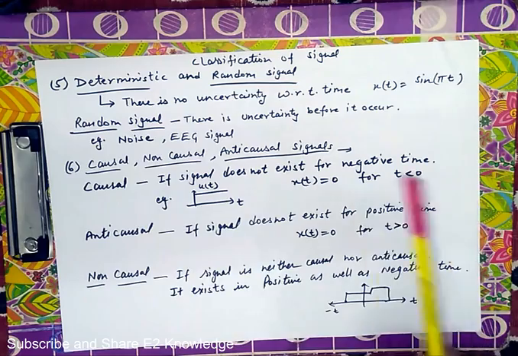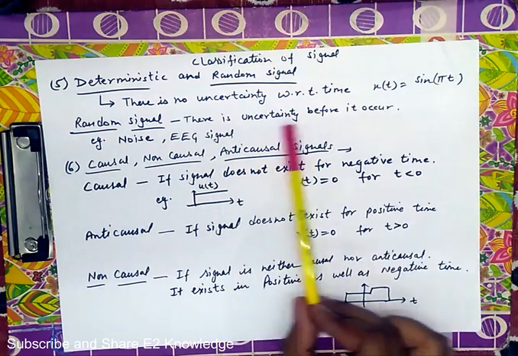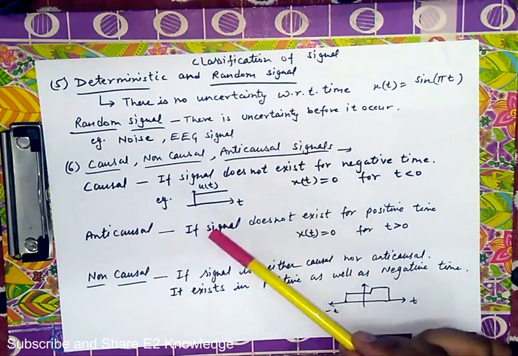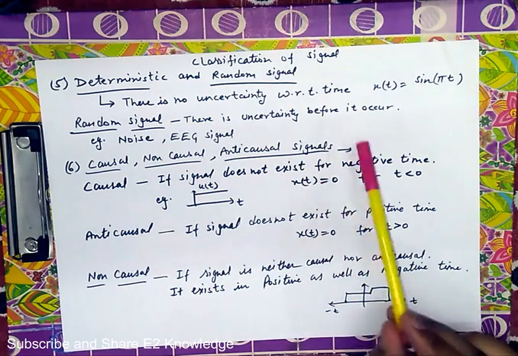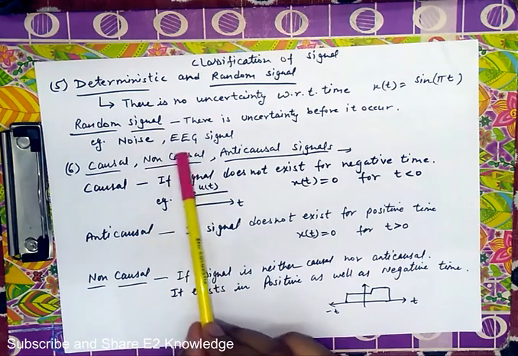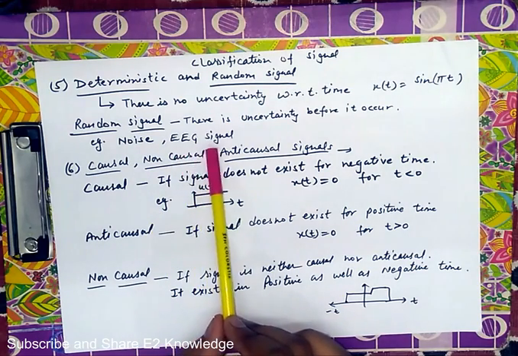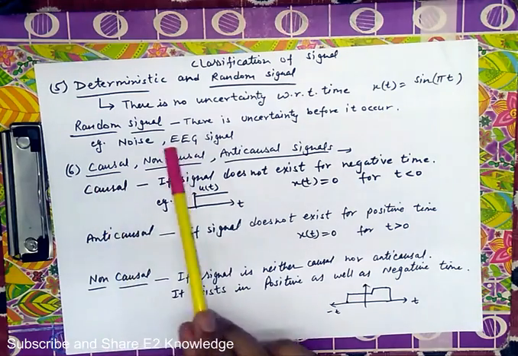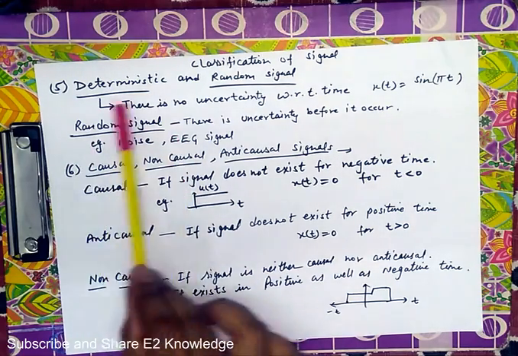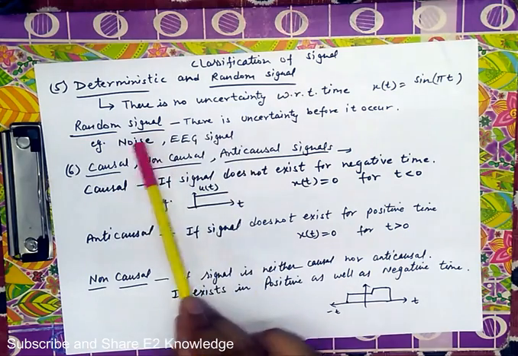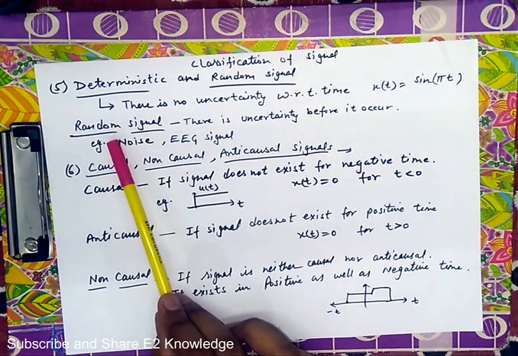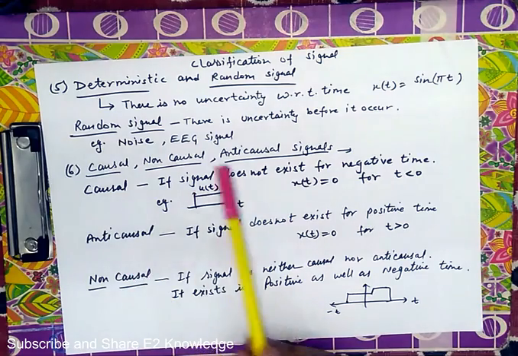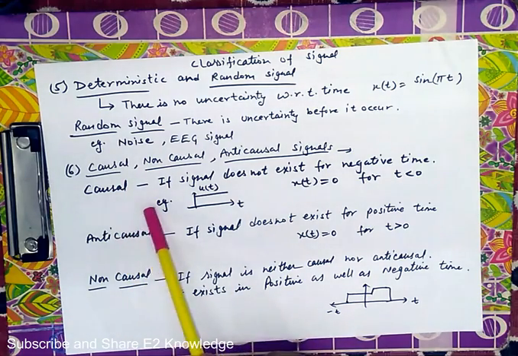In random signals, there is uncertainty before it occurs because we don't know what the value will be in the next instant of time. Examples are noise, electrocardiogram signals, and EEG signals. Random signals are used to study these types of signals, especially noise signals, which are assumed to be random signals, and then we use random process theory and study the random signals.